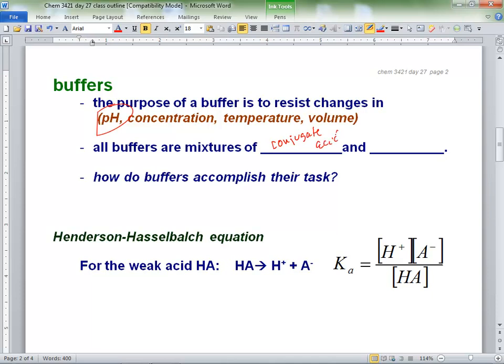Because we're dealing with those weak acids, we didn't really use the word acid and base. We kind of used the word conjugate acid and conjugate base, right?